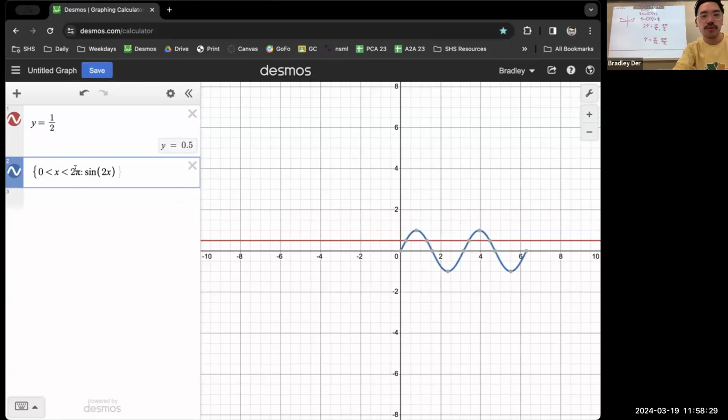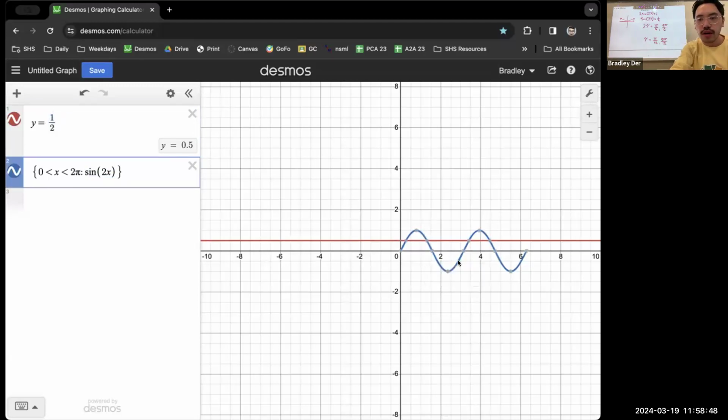I set up the 0 to 2 pi because our solutions are supposed to be between 0 and 2 pi. This is the left hand, if you can still see my image off to the side, the left hand of our equation, sine of 2 gamma. So that's going to correspond to sine of 2x. And then we just said that we want that to equal 1/2. So I just set up a horizontal line to equal 1/2.